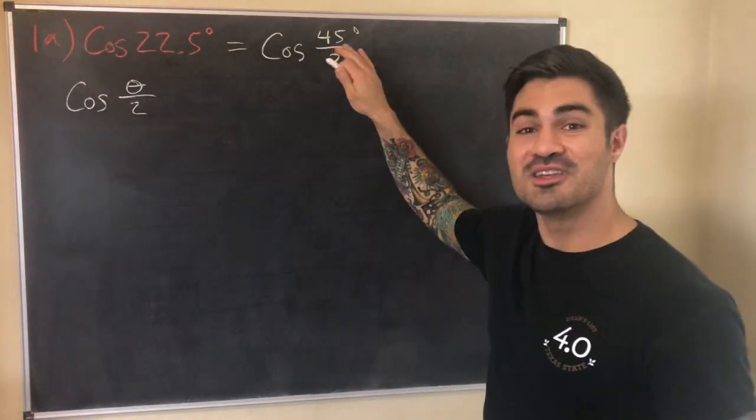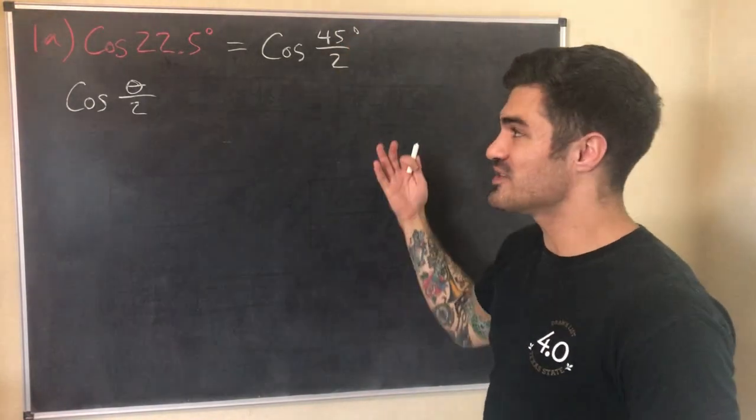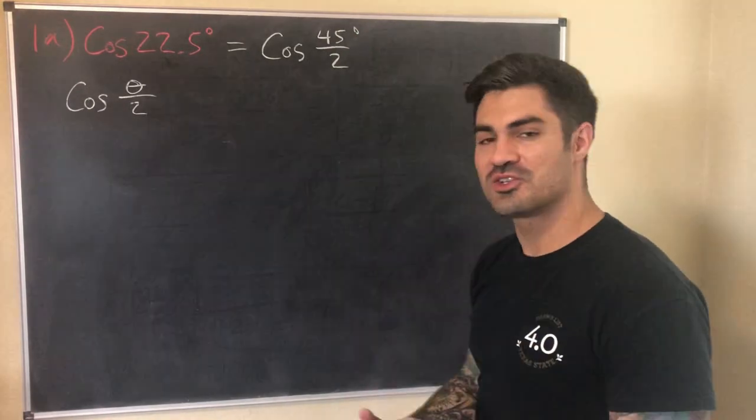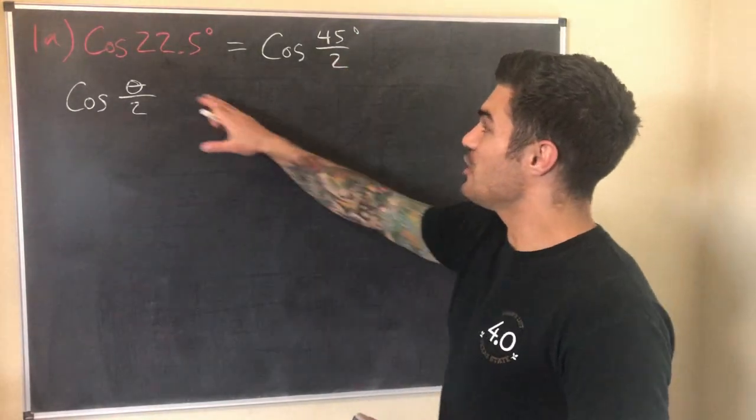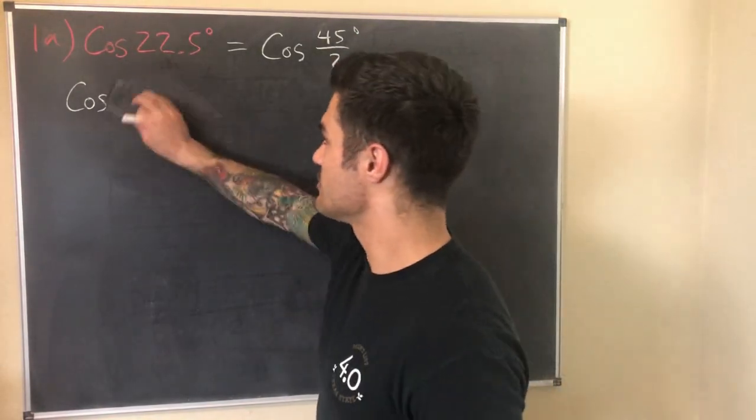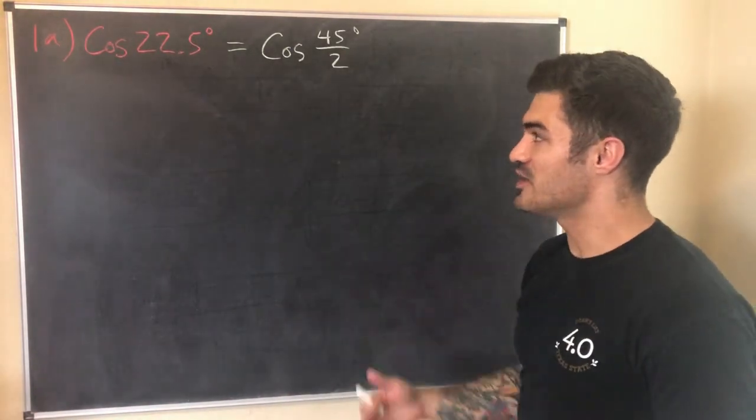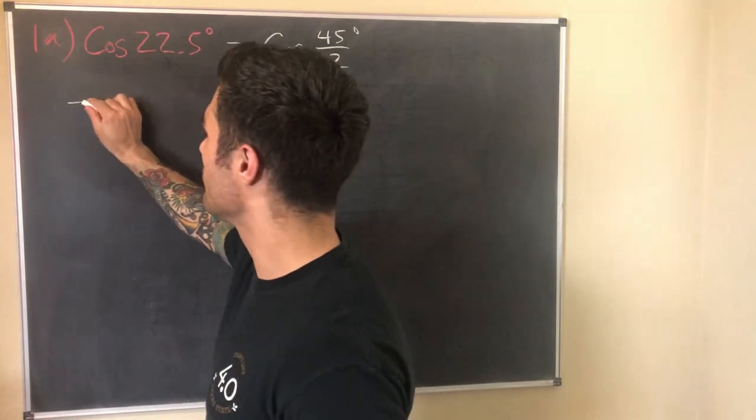So our theta is 45, right? Which makes sense, because that's really what we want, is a theta that we know and that we're familiar with, so we can use our formula. But our theta over 2 is 22.5. So just make sure you're aware of the difference between those two things. And I like to rewrite it this way to start, because now I can just jump into my formula.